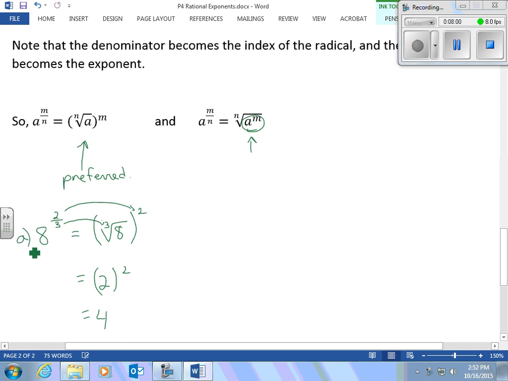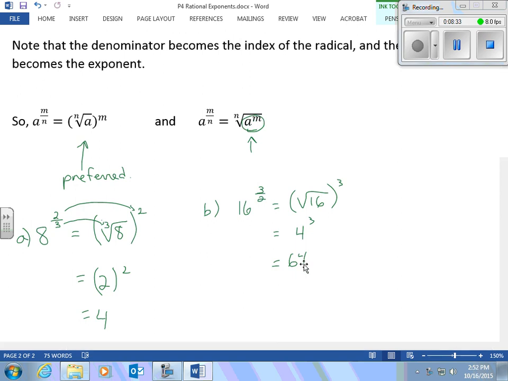We'll call that one letter A, and here's letter B. We've got 16 to the 3/2. So the denominator is the index, so a denominator of 2 gives us a square root. So that gives us the square root of 16 cubed. The square root of 16 is 4, cubed gives us 64. Notice that here the exponent is less than 1 and we end up with a smaller number. Here the exponent is greater than 1 and we end up with a larger number.